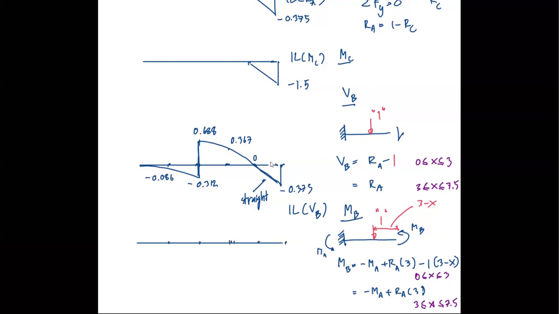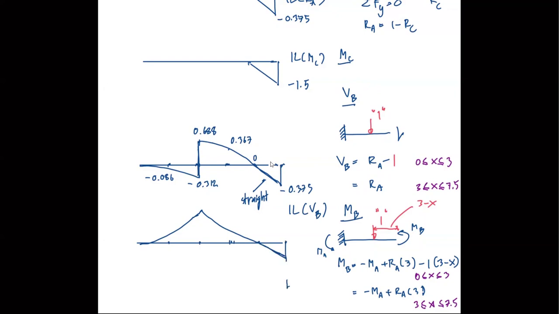Anyway, around this, and it's going to look like this. Curving up at B and curving down, and this again the straight line. Okay.